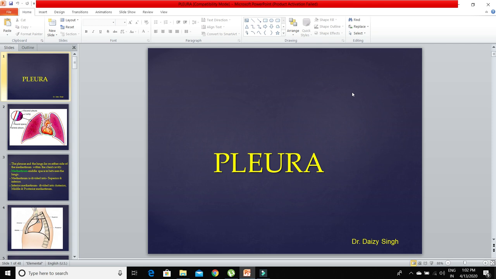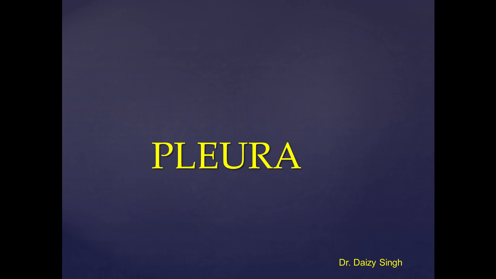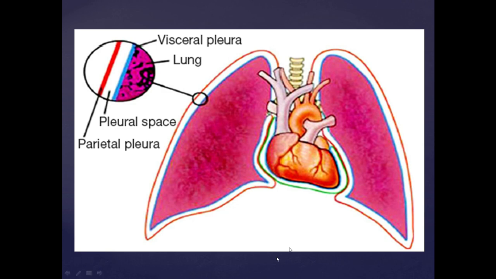So today we are going to study about pleura. What is a pleura? Pleura means a membrane lining the thorax and enveloping the lungs. Here are the two lungs, right and left lungs, and this membrane is known as pleura.